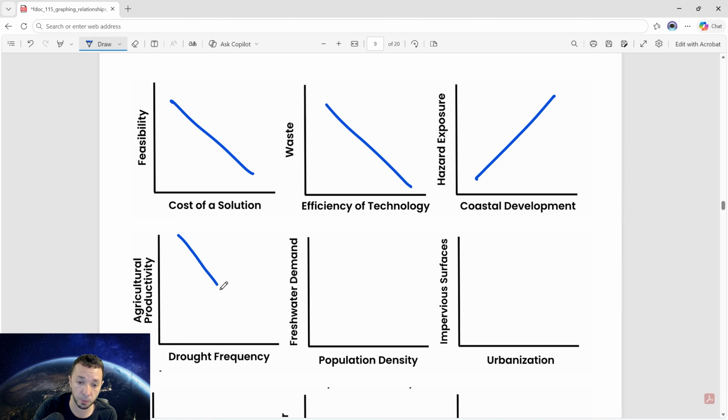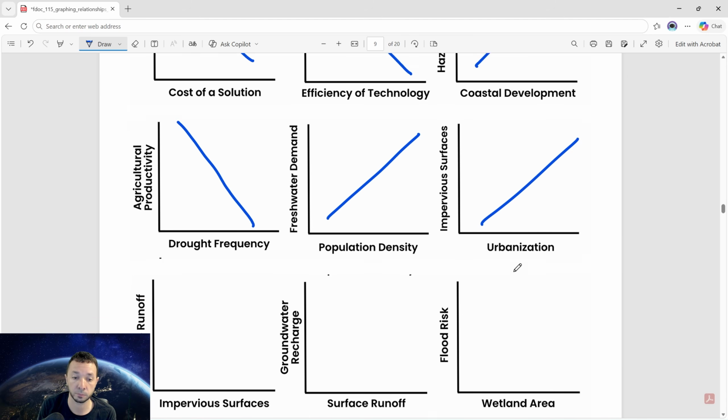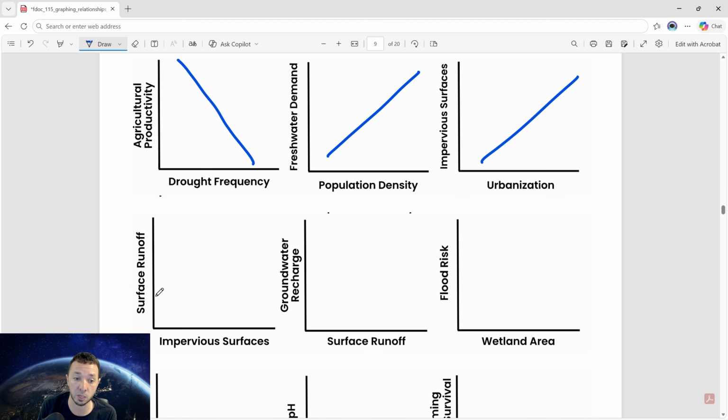That should go up. If drought frequency increases, what happens to agricultural productivity? It should drop. If population density increases, what happens to the demand for fresh water? We should have more. If urbanization increases, what happens to the amount of impervious surfaces? It should be more. If impervious surfaces goes up, what happens to the runoff? It goes up. Think of impervious as impermeable. It means the water can't soak through it.